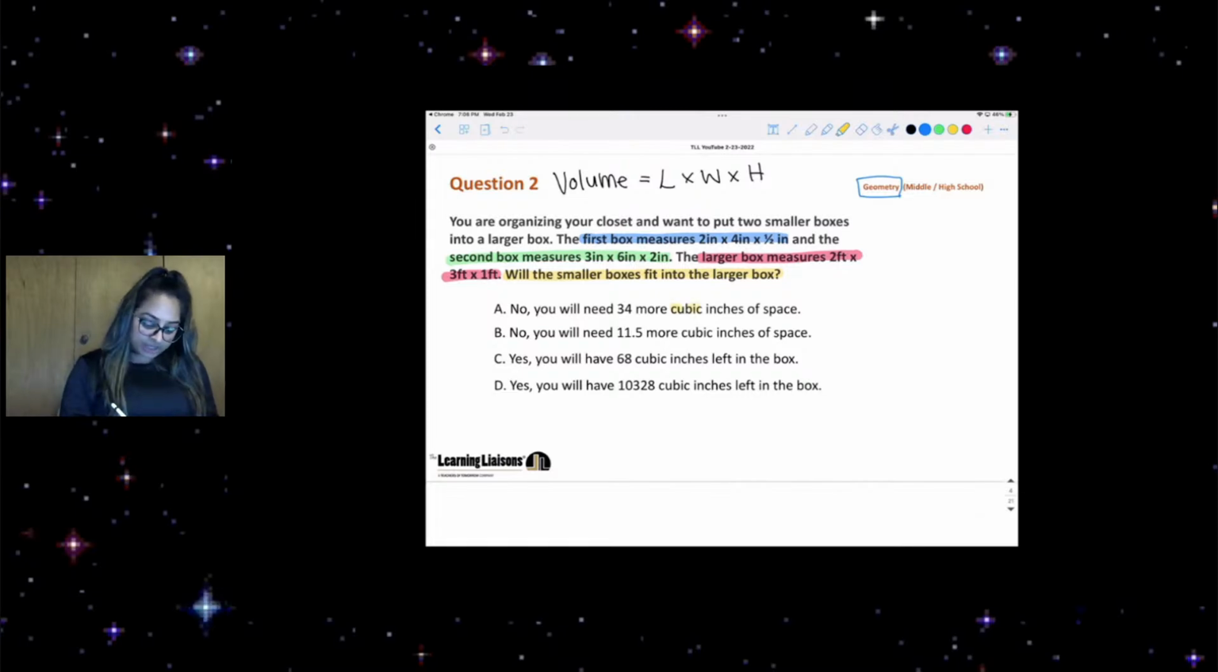Well, A is talking about cubic inches. B is also talking about cubic inches. C talks about cubic inches, and so does D. So what do we need to do? We need to put everything in inches before we can solve.